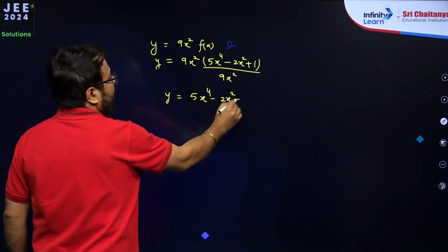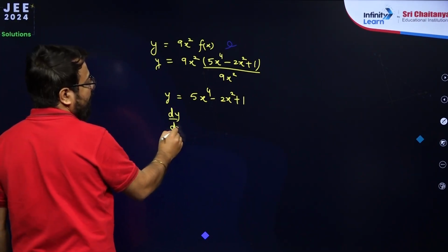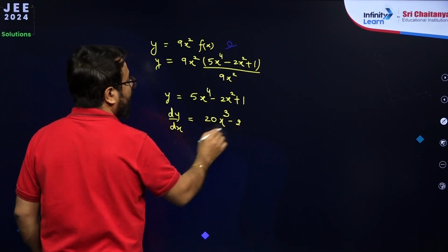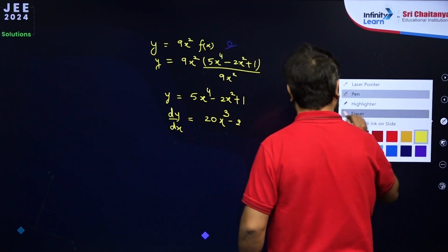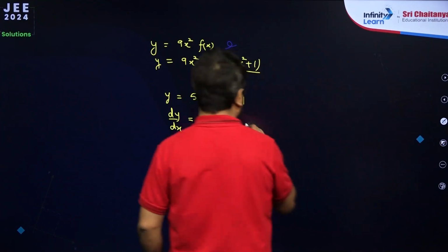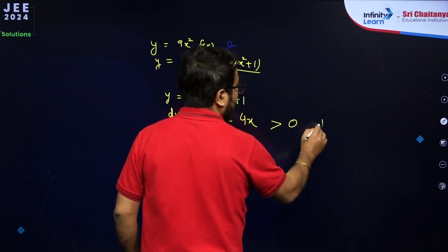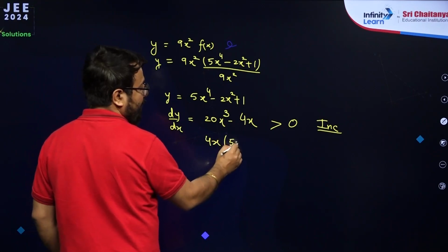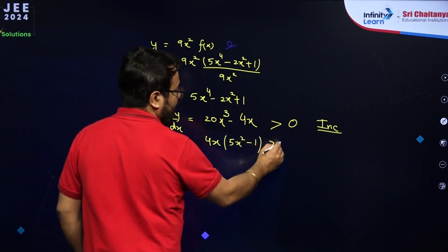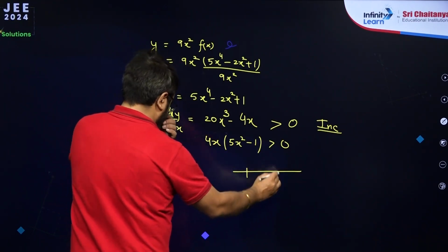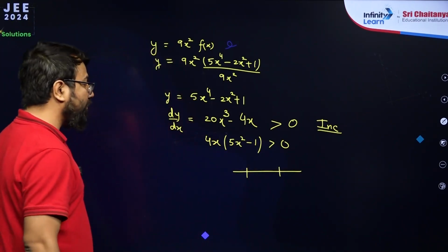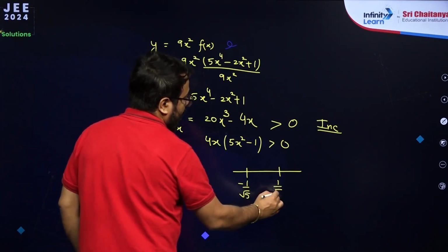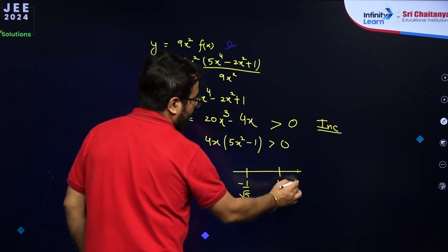After that, we want to get the derivative to check the region of increasing and decreasing. 20x^3 minus 4x. Here I will have 4x, and it should be greater than 0 because it is increasing. So if I take this 4x common, I will be able to write 5x^2 minus 1 greater than 0. I got the critical points. Critical points are minus 1 upon root 5, plus 1 upon root 5, and here it is x equals 0.